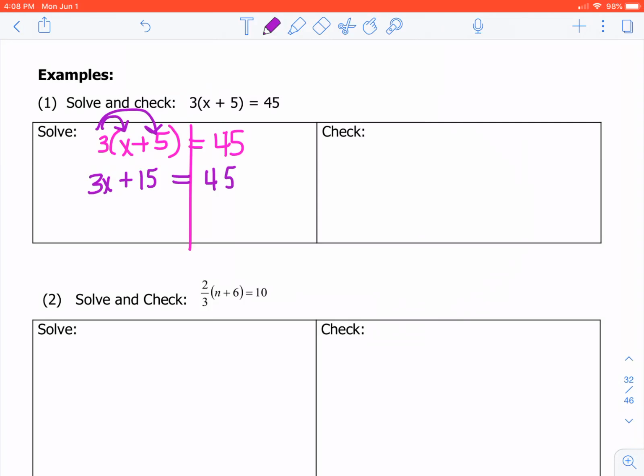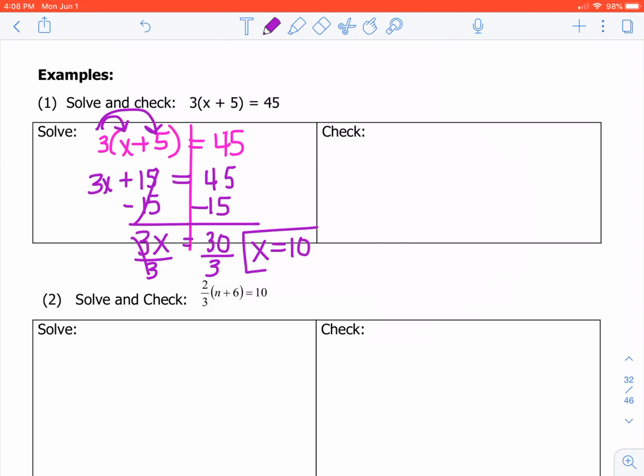Now, this is a two-step equation, so we're going to start solving by addition and subtraction first. So since it was adding 15, we are now going to subtract 15 from both sides. So we have 3x equals 30. Now we're going to divide both sides by 3. Here's the multiplication and division, so x is equal to 10.